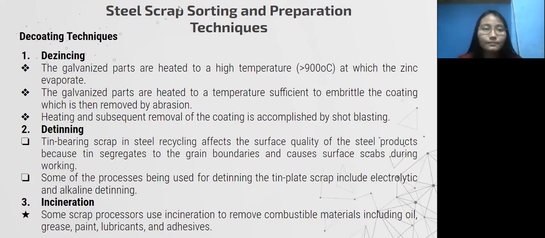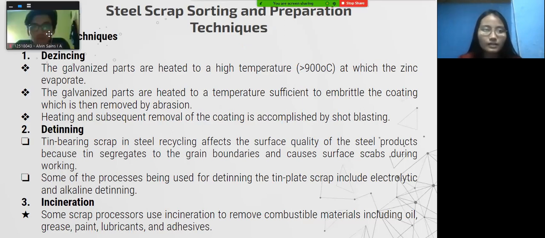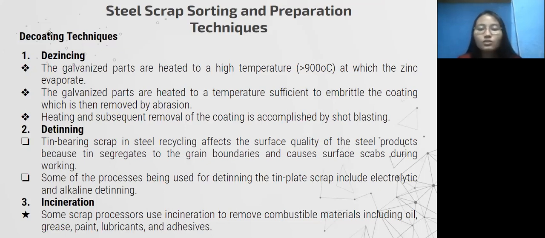Okay, the last step of steel scrap sorting and preparation technique is the coating technique. The main source of zinc is galvanized steel scrap, and the removal of zinc using thermal methods can be accomplished using various techniques. The galvanized scrap is heated to a high temperature of more than 900 degrees Celsius, at which the zinc evaporates. Also, the galvanized parts can be heated to a temperature sufficient to unravel the coating, which is then removed by ablation. And the last, heating and subsequent removal of the coating is accomplished by shot blasting.